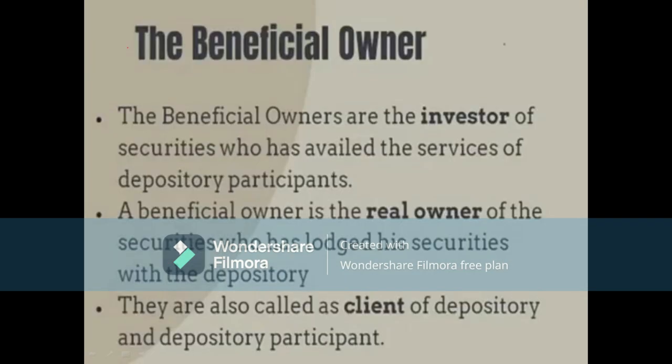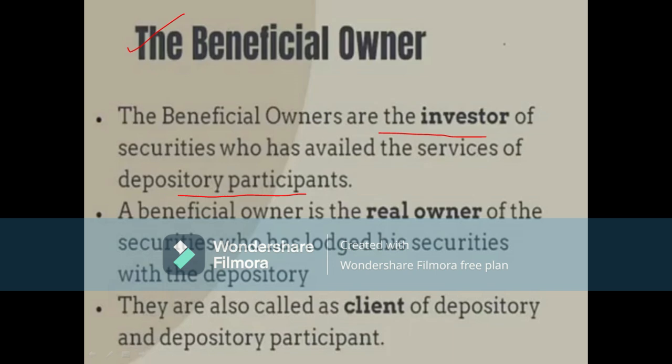Now coming to the beneficial owner. So who is a beneficial owner? All these, the depository participant, beneficial owner, registered owner, are the persons who are involved in the Depositories Act. We can call them the main players. Beneficial owners are the investors of securities who have availed the services of depository participants, because he is investing his money in the shares or scrips. Scrips are nothing but electronic shares.